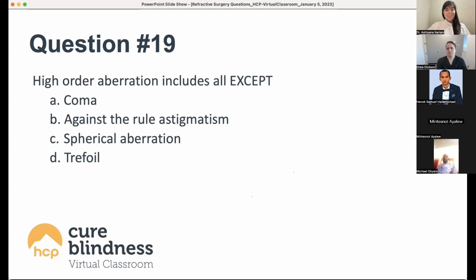Question number 19. Higher order aberrations include all of the following except A, coma, B, against the rule astigmatism, C, spherical aberration, or D, trefoil.